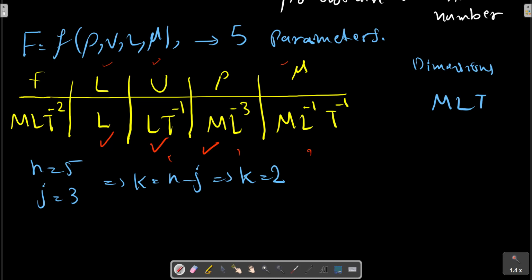In these three cases, none of our parameters can cover each other, so these three parameters cannot form a pi group. In this case, we have two pi groups.